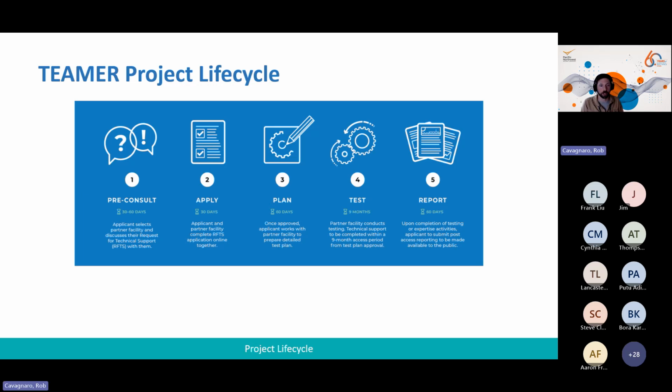So if you are selected to move on to the test plan generation phase, that's where this process comes in. It's a separate review to make sure that the work that you're going to be doing with a facility is what was reviewed by the technical board, and if it's technically sound to meet the objectives of your project. So it's all part of the same big TEAMER support process, but they're two different segments of it. The application comes first, and then the test plan.